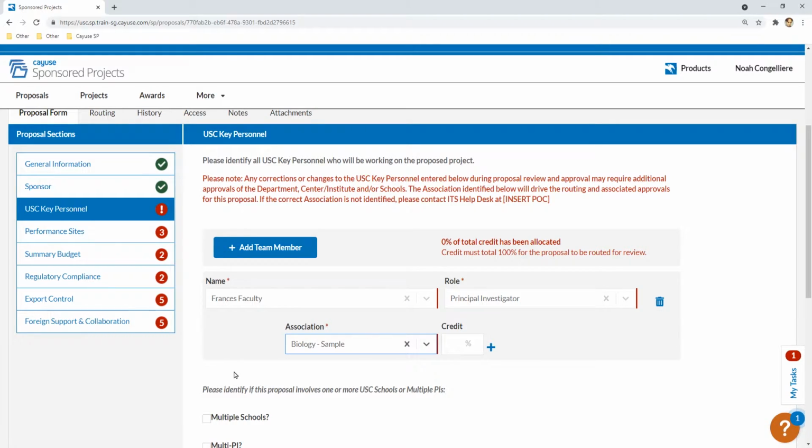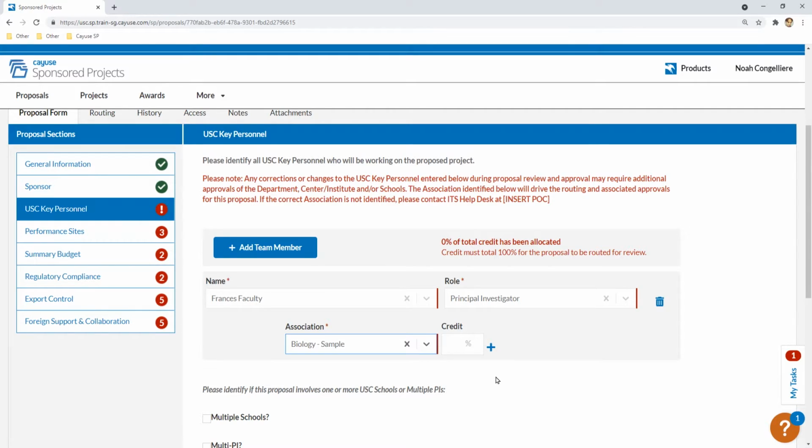And next, let's talk about credit. Now, if you're watching this video early on in the implementation of Cayuse SP, this credit field will still likely be there on the proposal record. This field is, at least at the time of this video, in the process of being completely removed from the system, and it serves no use or function in terms of proposal routing. It should not be used, for example, as a system field for maybe capturing effort or anything like that. It's simply a field that's going to be removed at some point in the future, but for now, Cayuse SP requires that between all of the USC key personnel, these simply add up to 100.